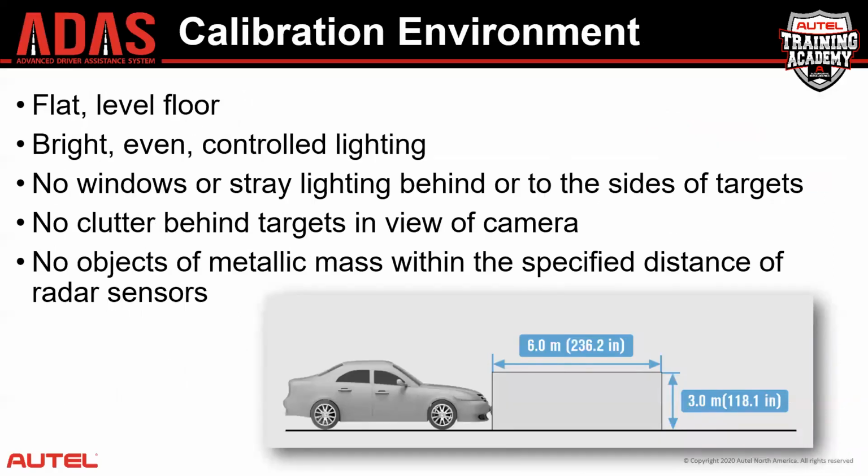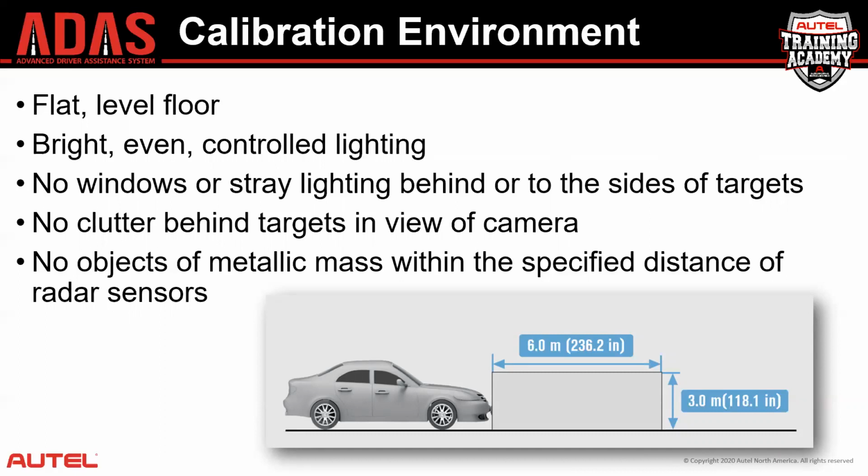Next is your calibration environment. This is your base space. This is inside your shop. ADAS calibrations, as we mentioned before, require a flat and level floor, bright, even, controlled lighting. This is part of what I was talking about earlier, about interpreting what the OEMs say. Bright, even, controlled lighting means you're performing these calibrations indoors, because you really cannot control outdoor lighting.